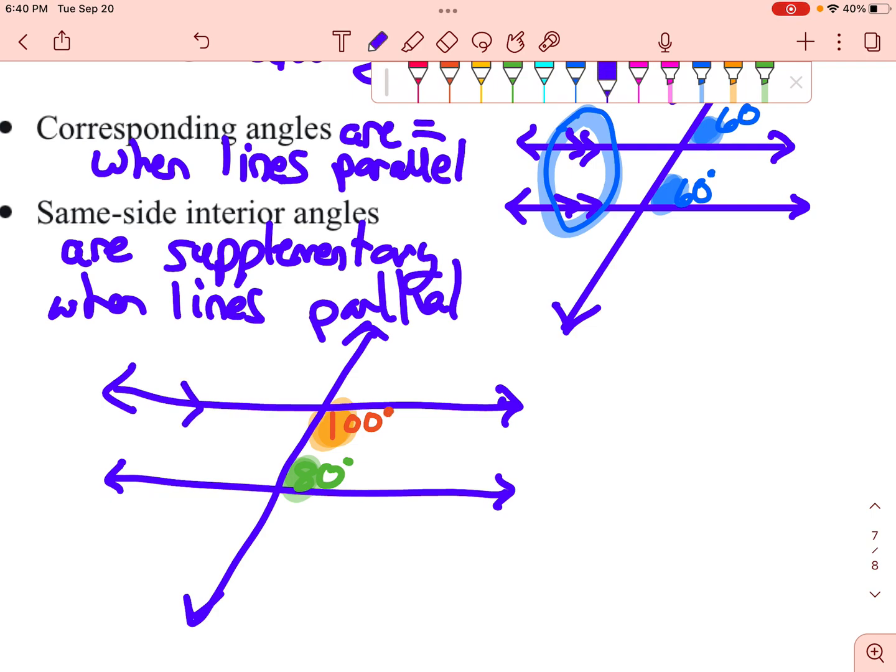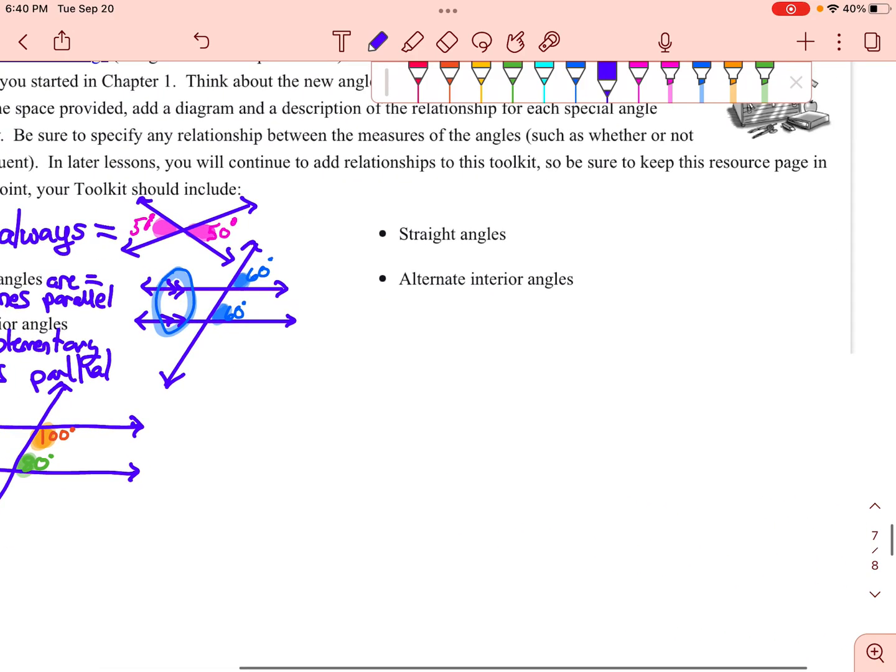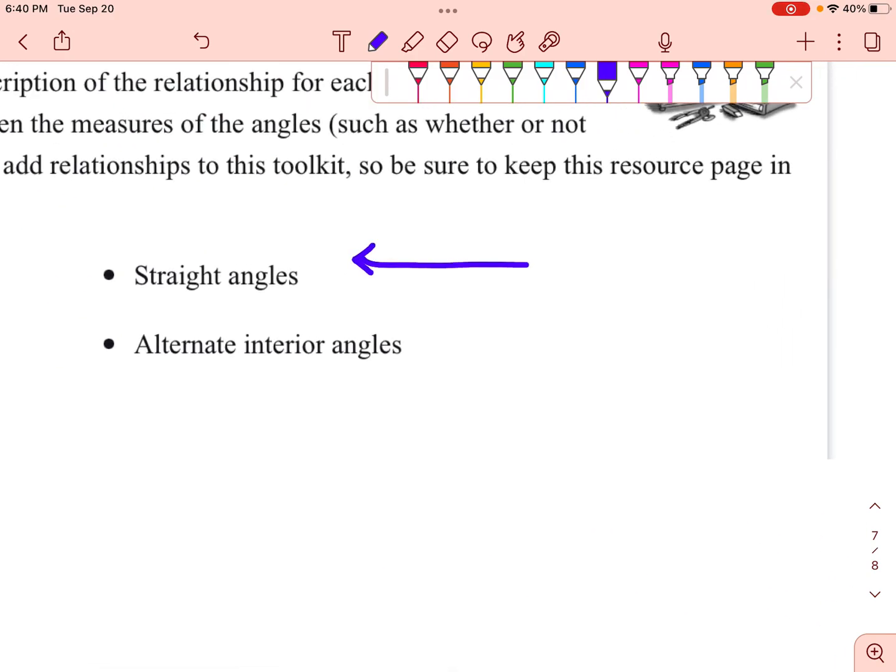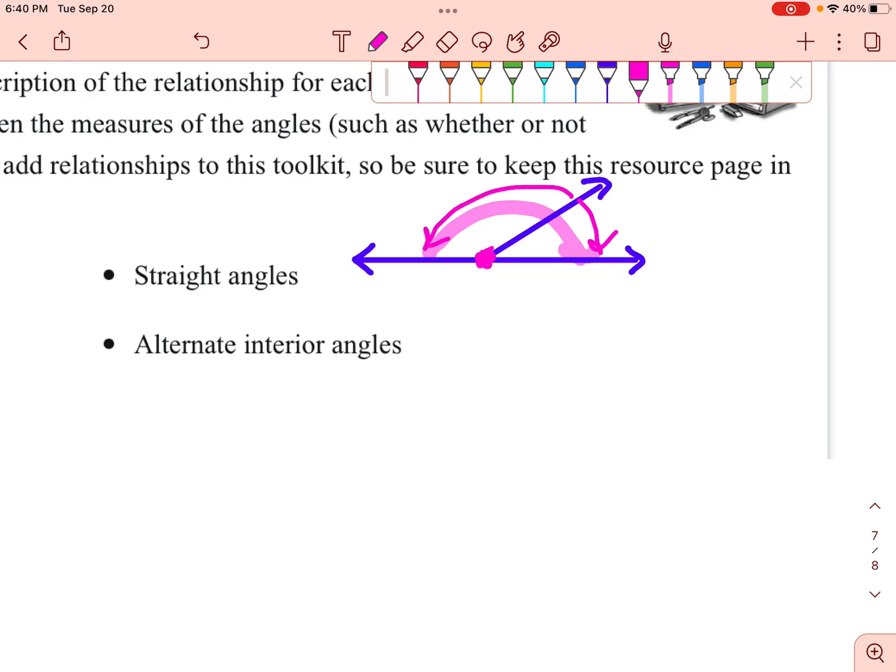Oh, I forgot to do my parallel marks. Only when the lines are parallel, okay? Same side interior angles are supplementary only when the lines are parallel. Straight angles are two angles together that make a straight line. I call them my windshield wiper angles because I picture this like connected here and this windshield wiper going back and forth. And so you can see very clearly that this goes back and forth and back and forth. And so those two angles are supplementary. They add to 180 degrees.